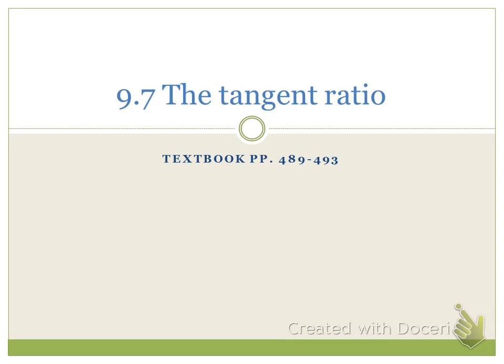All right, today we're going to be learning section 9.7, the tangent ratio. We're in our textbooks on page 489. Now, both sections, 9.7 and 9.8, deal with trig ratios, sine, cosine, and tangent. The key to getting these right is to learn the ratio of the sides for each one of them.